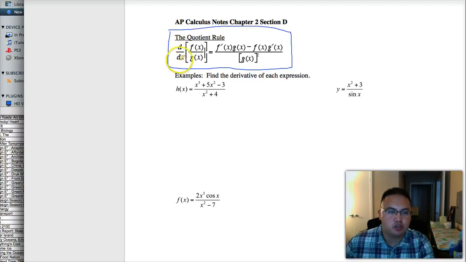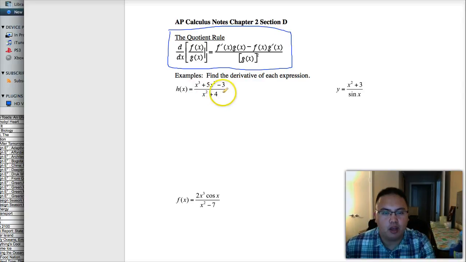D over dx, the derivative of a function divided by a function, is the derivative of the first one, leave the second one alone. Now we have a minus, and product rule is a plus. Leave the first one alone, and the second one you take a derivative of. What's new now is you divide by the second function squared. So the only real big difference between this one and product rule is that now there's a minus, and in the denominator, I put the second one squared. Okay? So almost the exact same formula, but slightly different.